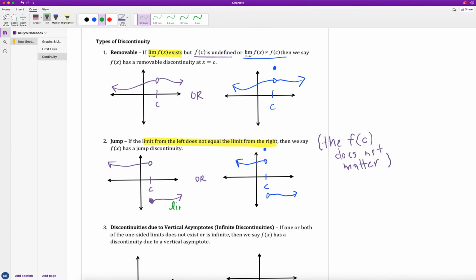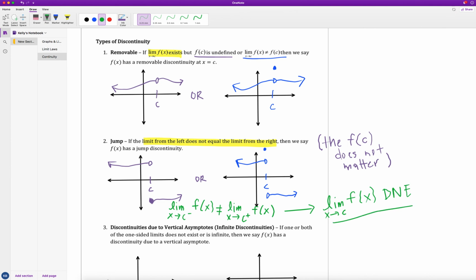So just to make sure we can write that out mathematically, if we were asked to justify a jump discontinuity, we would say that the limit as x approaches c from the left-hand side of f of x does not equal the limit as x approaches c from the right-hand side of f of x. Regardless of where f of c is, the left limit does not equal the right-hand limit, which automatically then tells me the limit as x approaches c of f of x does not exist.